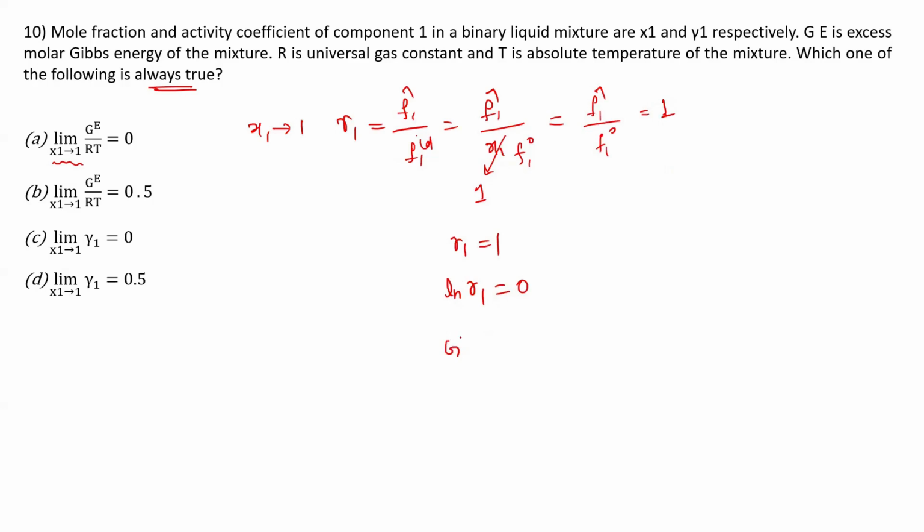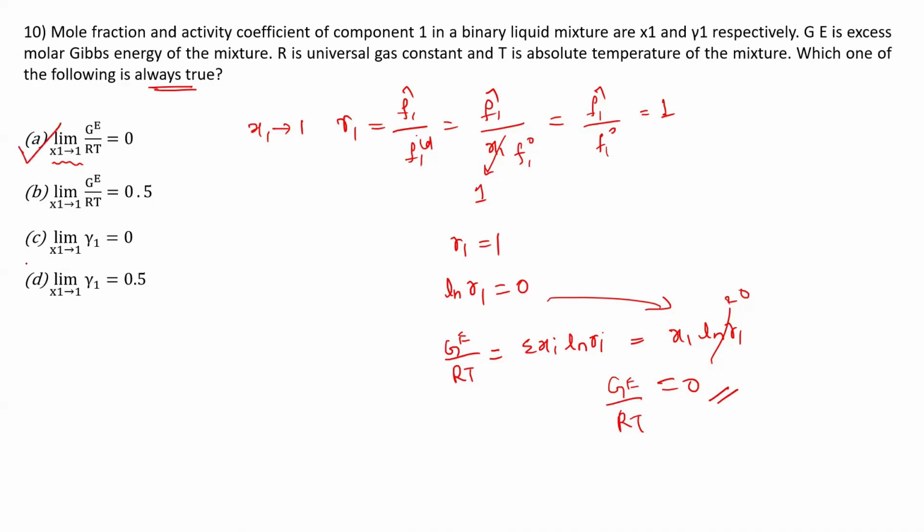Now we have G by RT equal to sigma xi ln gamma i. Since x2 is 0, we have only x1 ln gamma 1, and this tends to 0, so G by RT is equal to 0. So, the first option.